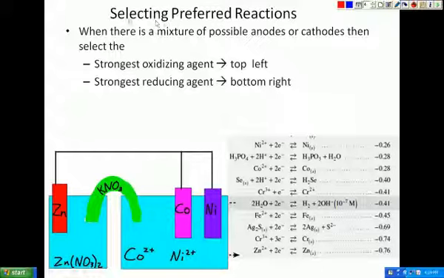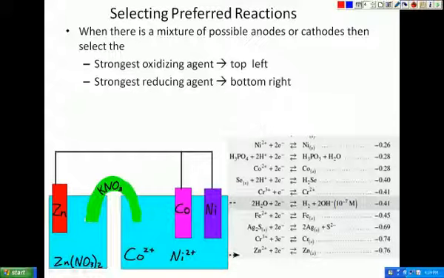So, how do things select preferred reactions? Well, when there's a mixture of possible anodes or cathodes, the reaction is going to be selecting the strongest oxidizing agent and the strongest reducing agent. So we have an electrode here, and we have two possible electrodes right here. Which one is it going to be? Well, the reaction is going to be selecting the strongest oxidizing agent.